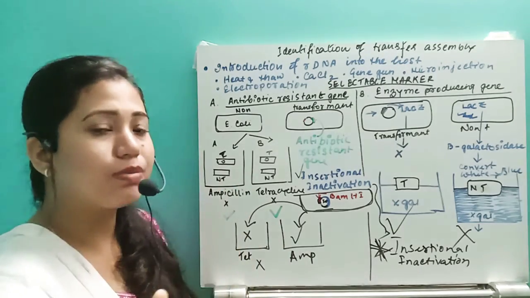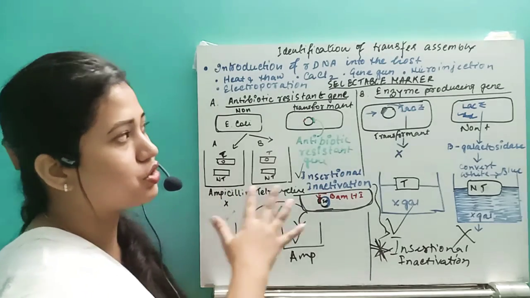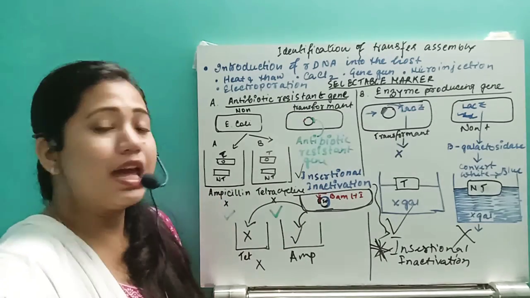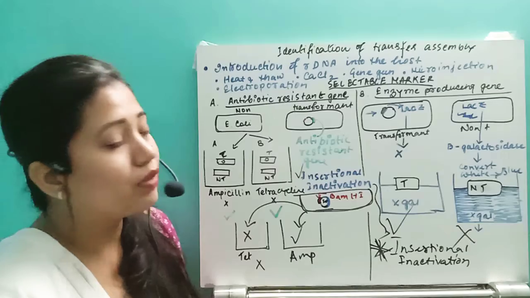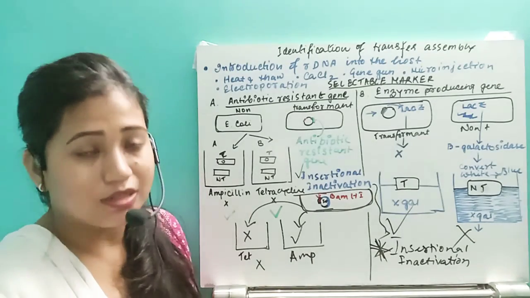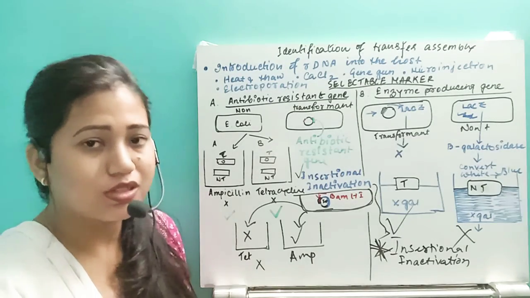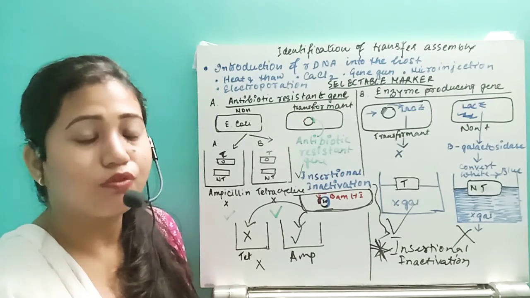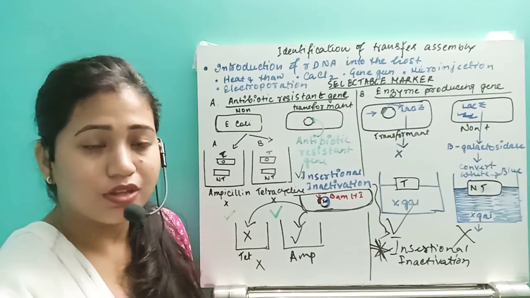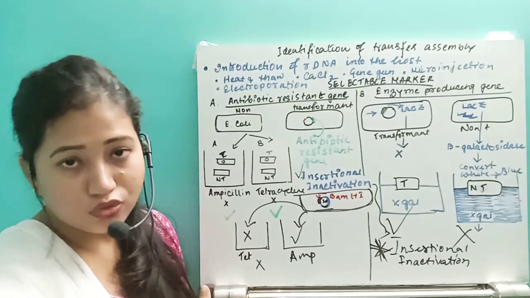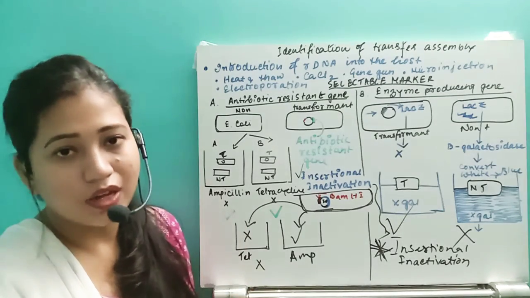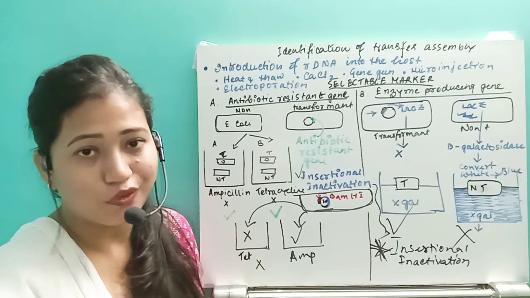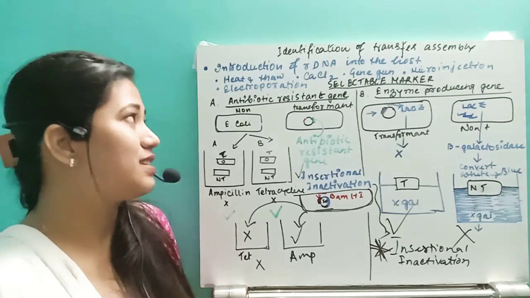So we have two complete steps: one is the antibiotic resistance gene and another is the enzyme producing gene. We have completed that. I hope you understand. This is a conceptual thing. Try to understand it. Read it from NCERT, from the book, from any other references. Try to understand my notes also, my video also. You will be able to understand, and once you understand, you will not forget it. So that's the whole step.